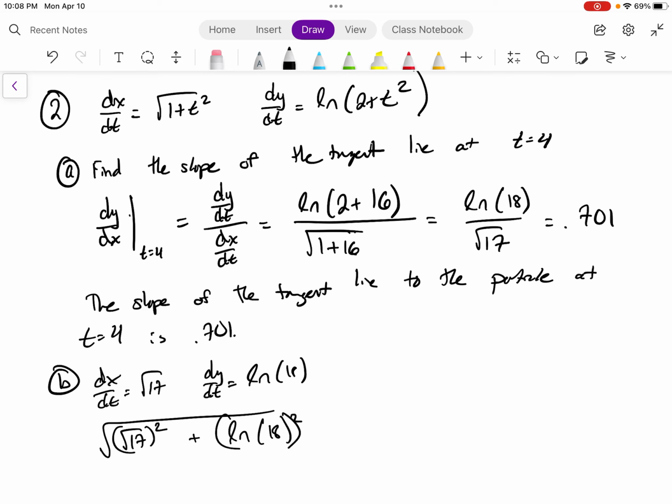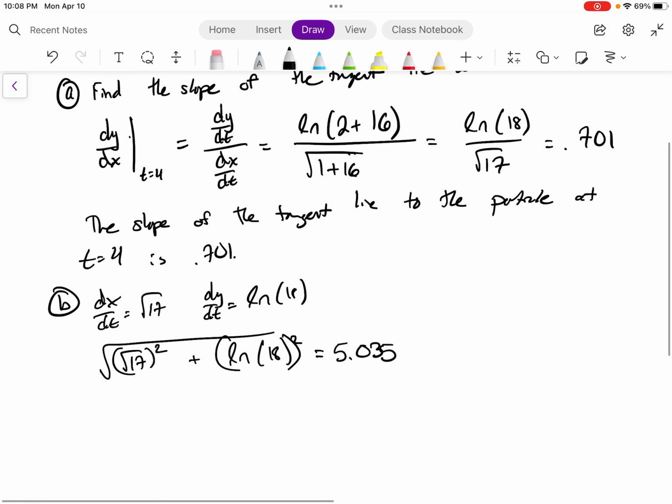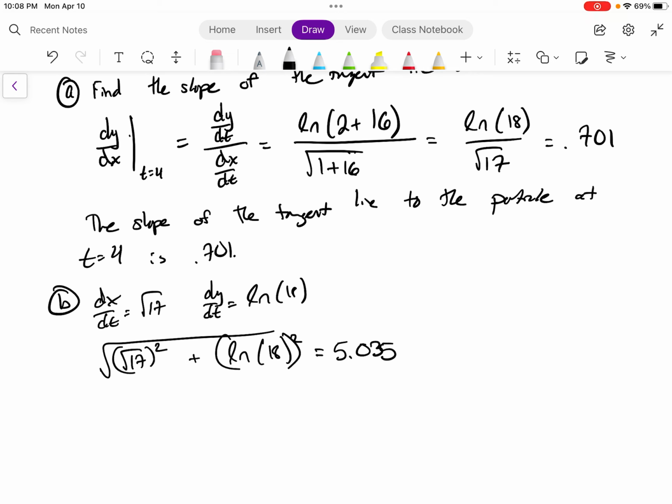Notice that's that whole thing squared. It's ln 18 times ln 18, not ln of 18 squared, if that makes sense. You'd punch this into your calculator, and I did this on paper, so we get just something just over 5. And if we wanted to write a sentence, we would write at t equals 4, the speed of the particle is this value.